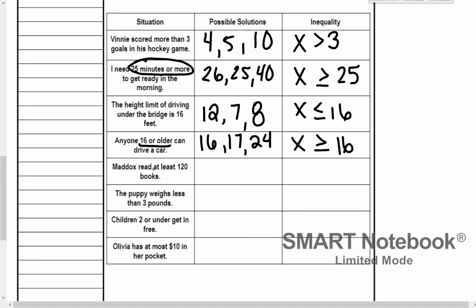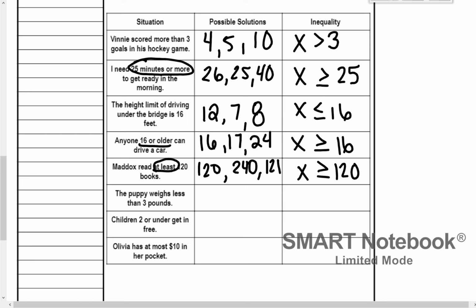Maddox read at least 120 books. At least 120 means the lowest amount he could have read is 120. He could have read 240. He could have read 121. So the amount of books he read is greater than or equal to 120 books.